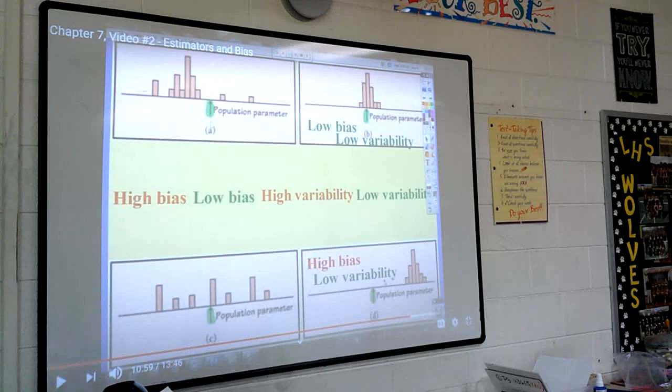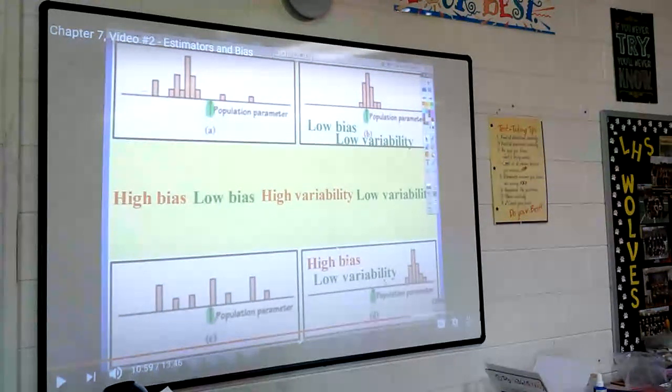I can look at B and I can look at C and I can see that they're centered on the mean. So they should have low bias. So I can already tell that they got low bias, B and C. So A is not centered at the mean. It's centered way over to the left. D is not centered at the mean. It's centered way over to the right. So if you look at D and A, they both have high bias.